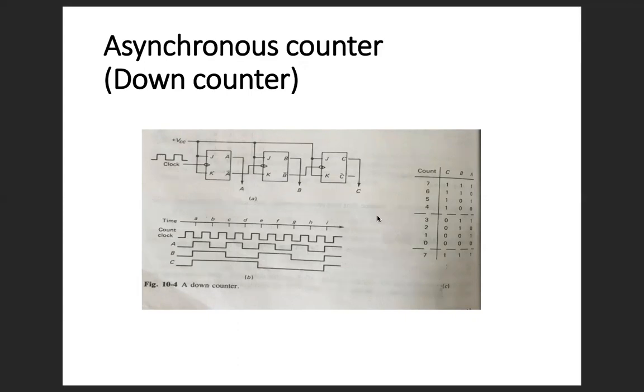Now as I said, the truth table will be opposite to that of the up counter. If you look out here, you can see it is the opposite of what we looked at in the up counter. So it will count 7 6 5 4 3 2 1 0, then it will repeat from 7. So the only difference is the circuit connection and the truth table, and the timing diagram remains the same.